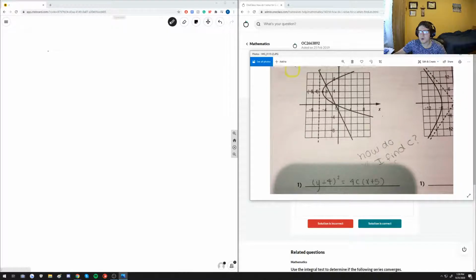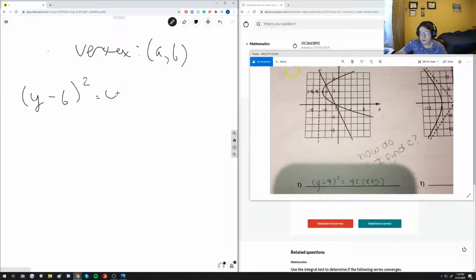So first of all, let's just go over the equation of a parabola, the standard form. So for a vertex a comma b, right? Any vertex of a parabola, we could say that the equation of that parabola is y minus b squared equals 4p times x minus a squared. Okay, so in this case, he or she has a c instead of a p, that's fine. For this example, I guess I can get rid of this p and use a c.